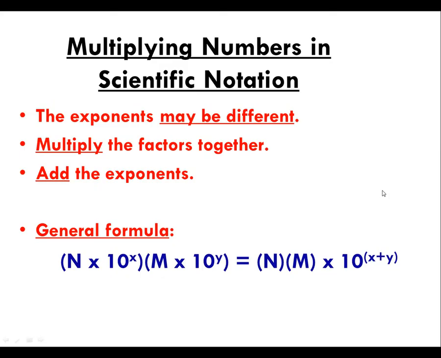So, multiplying numbers in scientific notation. The reason why it's easier is because the exponents can be different, unlike adding and subtracting where we had to first change the exponents to being the same thing. That's a review from yesterday. Exponents may be different. You're going to multiply the factors together and then add the exponents, and that's following the exponential law of multiplication. That's the one where you add the exponents together.